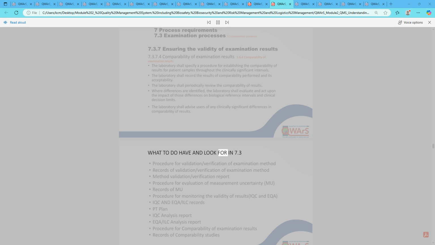What do you have and look for in 7.3? Procedure for validation/verification of examination method, records of validation/verification of examination method, method validation/verification report, procedure for evaluation of measurement uncertainty, MU, records of MU, procedure for monitoring the validity of results, IQC and EQA, IQC and EQA/ILC records, PT plan, IQC analysis report, EQA/ILC analysis report. Procedure for comparability of examination results, records of comparability studies.